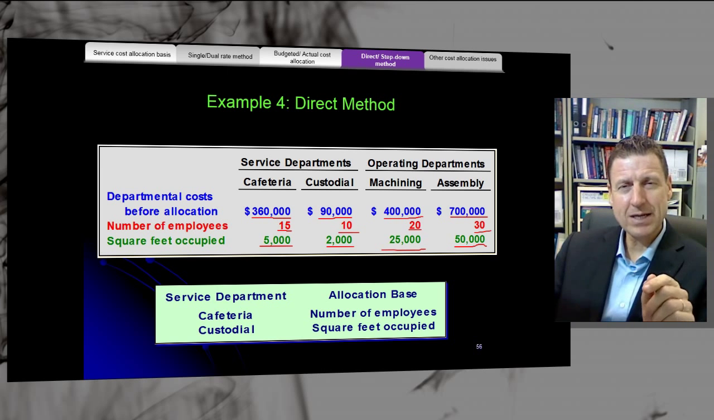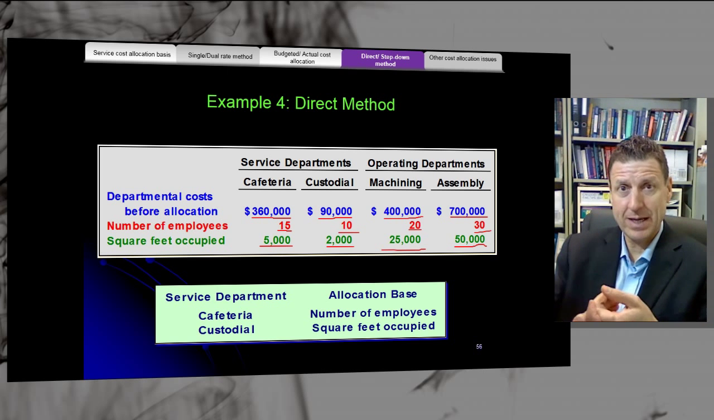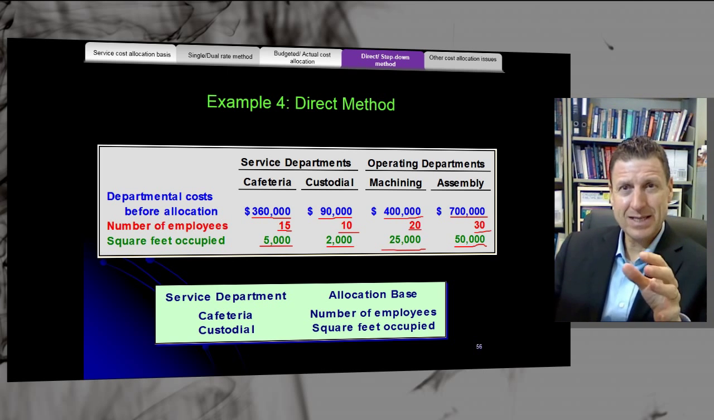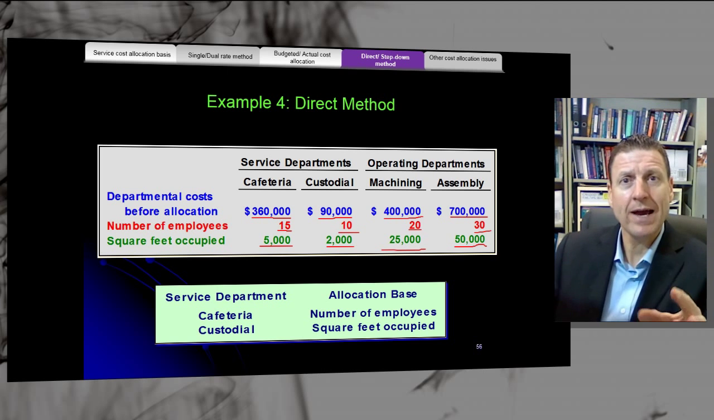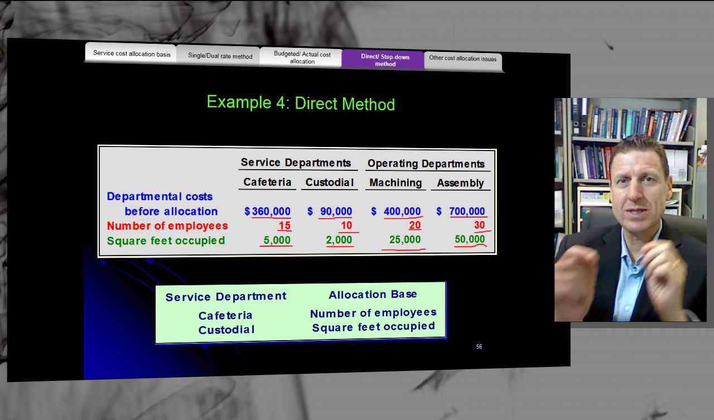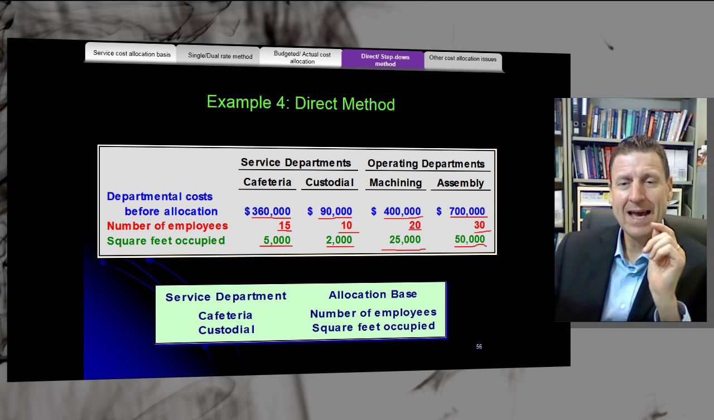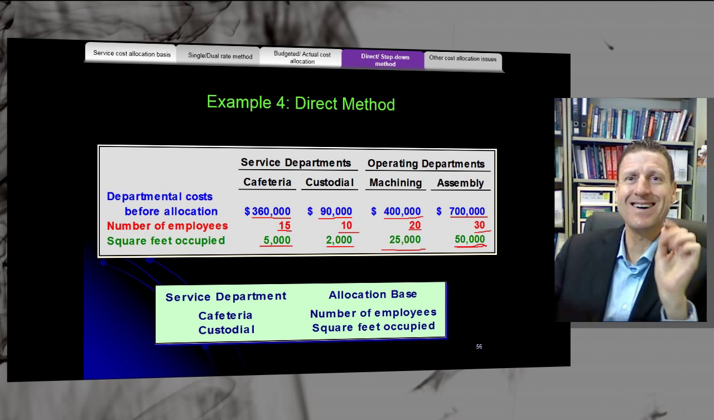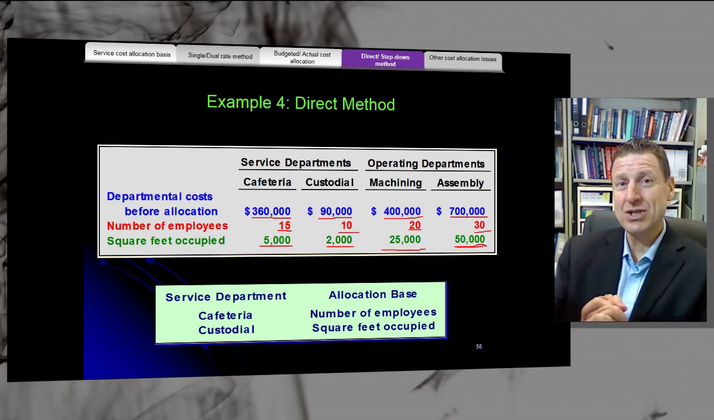All right, so what about custodial? Custodial is about security. It's about people walking around making sure that everything is locked up, making sure that there's no theft, making sure that everyone is in the right place. People are not allowed to go to places where they should not go. So is there some way that custodial expenses will be higher for one department or another? Again, we're trying to find a cause and effect relationship here. And yes, you guessed it, it's the number of square feet occupied. So if the assembly department is 50,000 feet, in other words, it's double the size of the machining department, you could explain the cause and effect relationship.